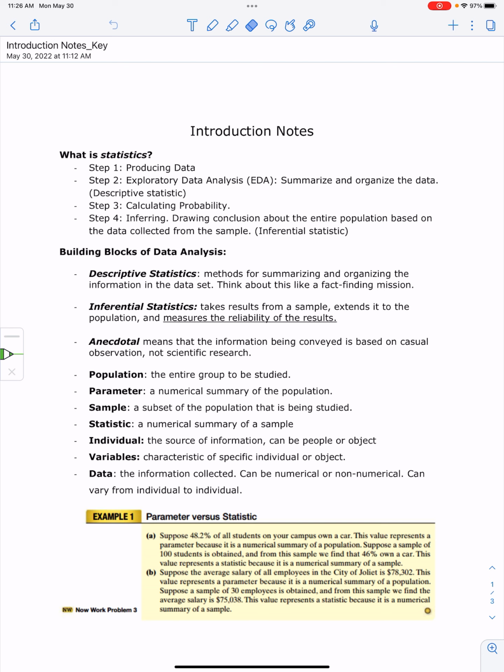So at the top here, we have an intro to statistics. We're going to take a look at this using a 4-step process. Step 1 is producing the data. Step 2 really is our Unit 1, that exploratory data analysis, how we look at the data we've collected. Step 3 is our Unit 2. We'll talk about calculating probabilities. Step 4, inferring. Our significance tests, our hypothesis tests, and making inferences about a population based on a sample.